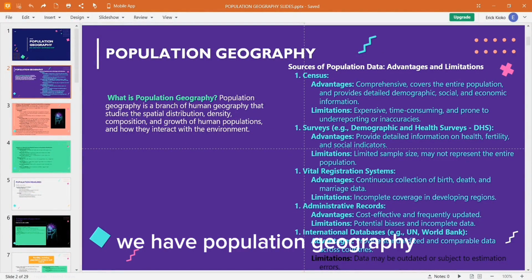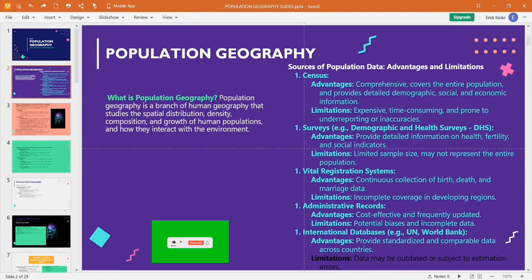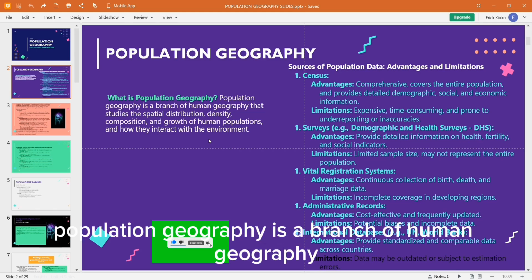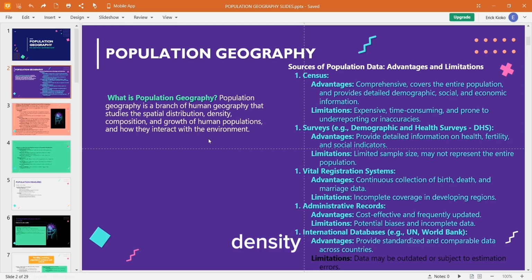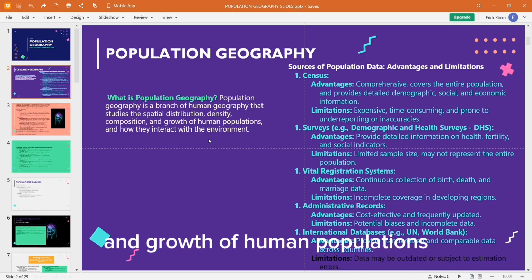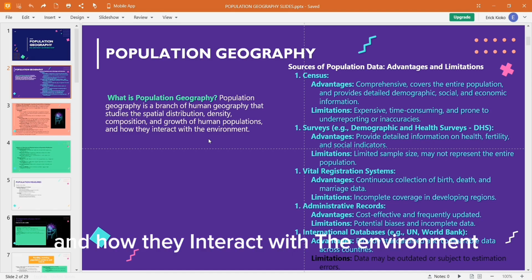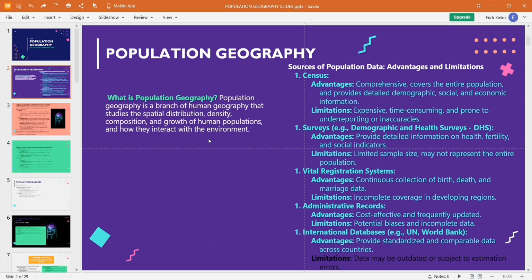We have population geography. What is population geography? Basically, population geography is a branch of human geography that studies the spatial distribution, density, composition, and growth of human populations and how they interact with the environment. So that is basically population geography.